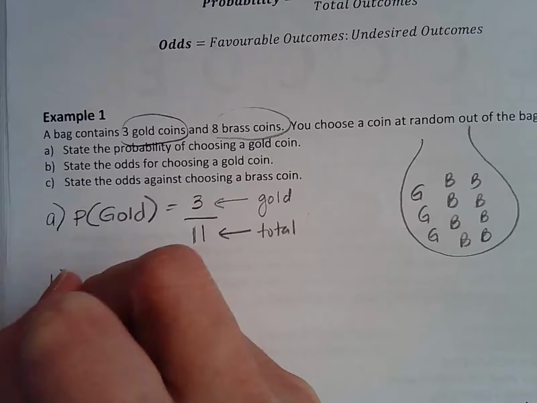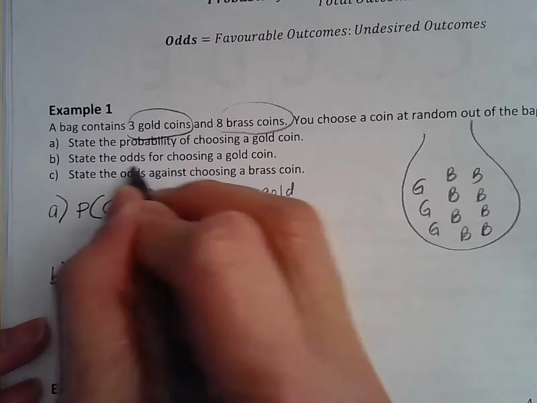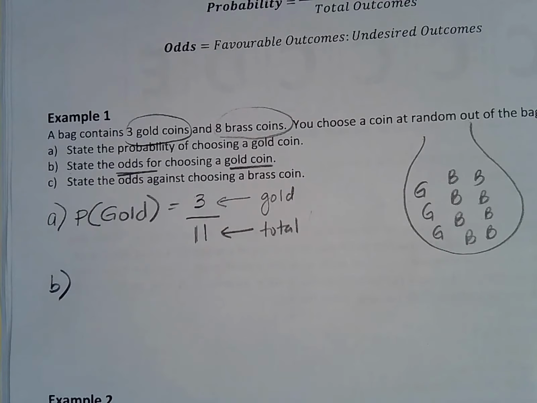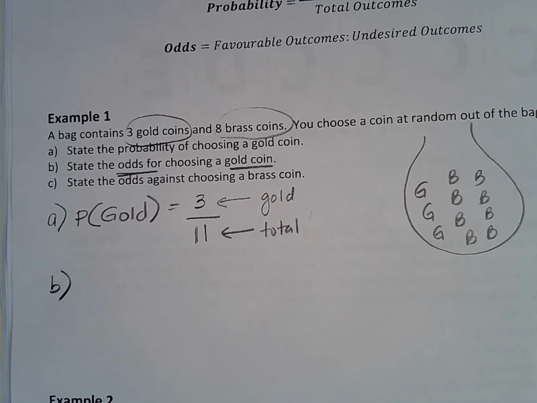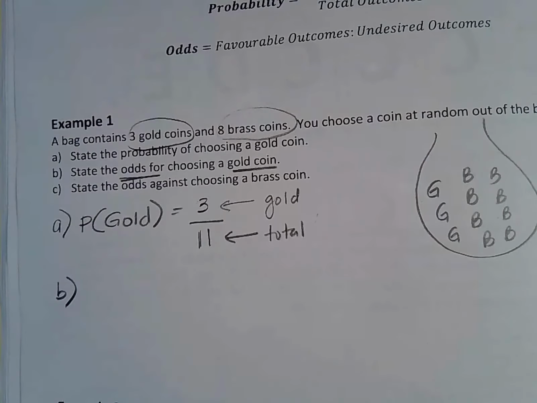Let's take a look at letter B. State the odds of choosing a gold coin. Now when we talked yesterday about the odds, we talked about a comparison between a desirable outcome and a non-desirable outcome. So in that case, what's our desirable outcome here? Our desirable outcome would be gold, and then compare it to the undesirable outcome, which would be not gold, right?